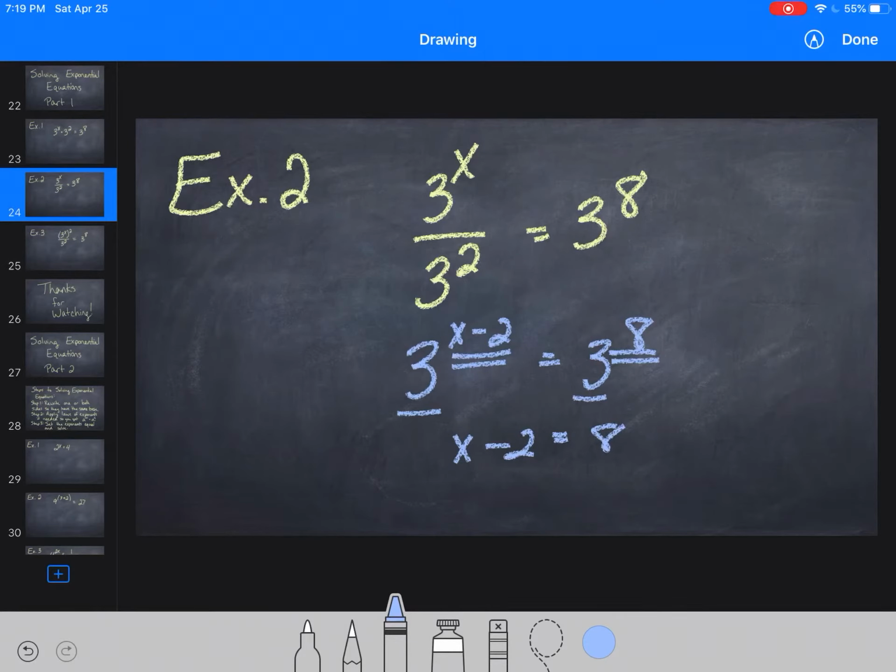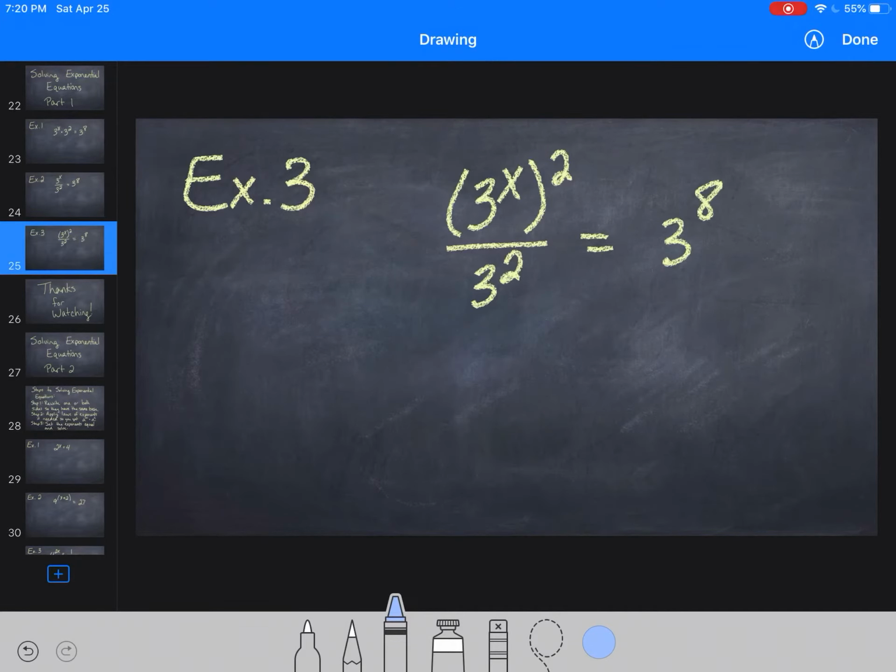I have the same exact bases, so I can ignore my bases and set my exponents equal to each other. I get x minus 2 is equal to 8. I'm going to solve for x by adding 2 to both sides, and I get x is equal to 10.